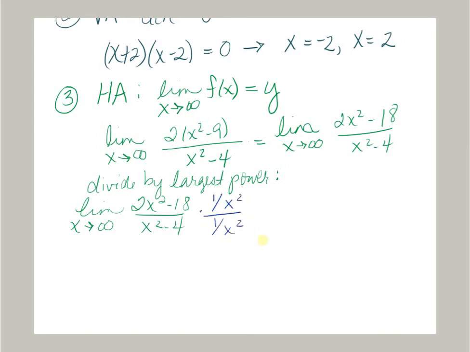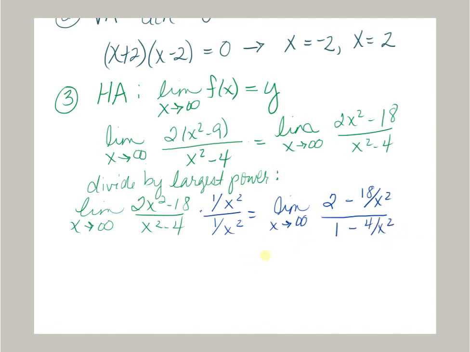By multiplying by the same thing top and bottom, I'm essentially multiplying by 1. Anything divided by itself is 1, and so that's totally legal. And I get something that looks kind of like this. The limit, as x approaches infinity, of 2x squared divided by x squared is 2. 18 divided by x squared is 18 over x squared. And x squared over x squared is 1 minus 4 over x squared.